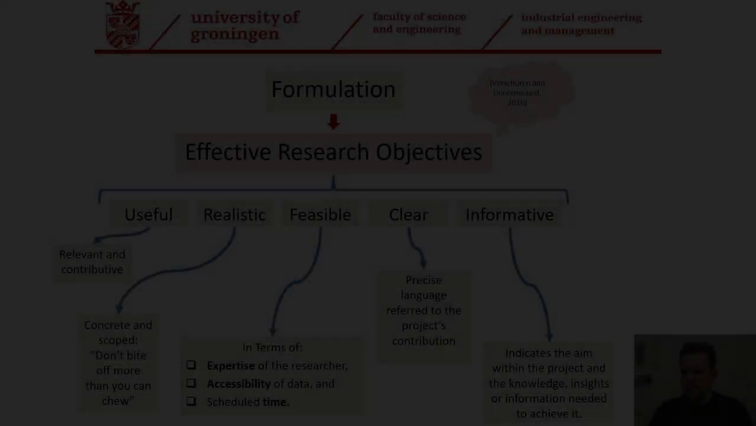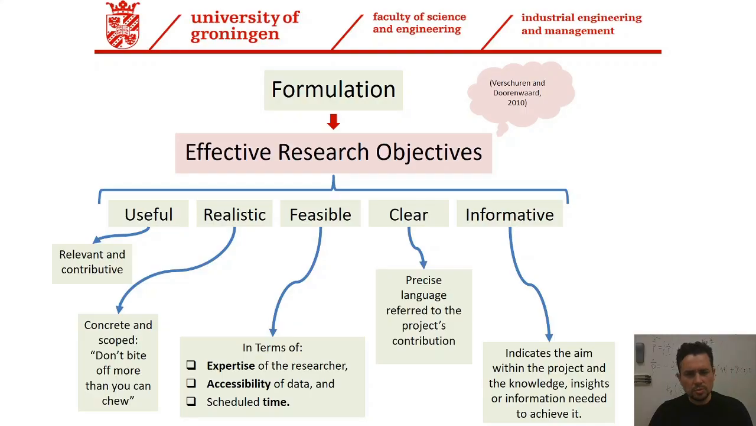In principle, the research objective should be useful. Where is the relevance? What's going to be the contribution? But also it should be realistic. Is the system well scoped? Is it part of a bigger system? And also it should be feasible. Do we have the expertise? Do we need to learn new techniques? Do we have access to the data? Where is that information when formulating the research objective?